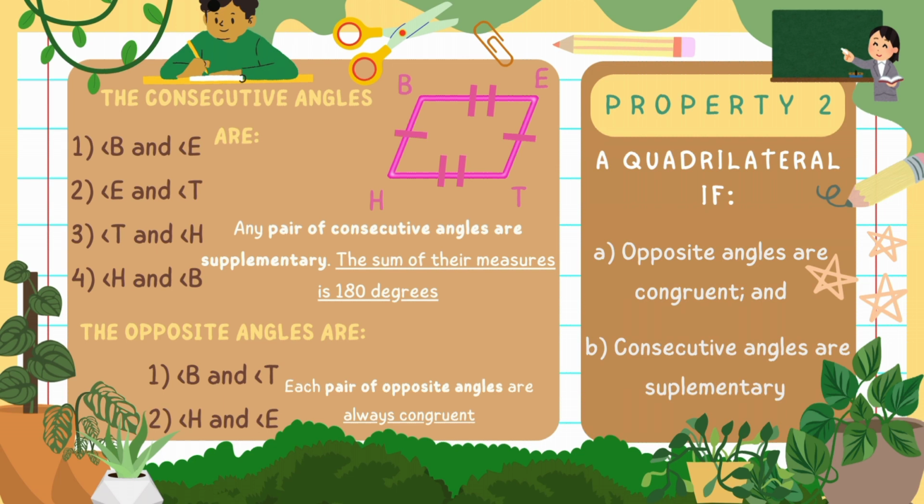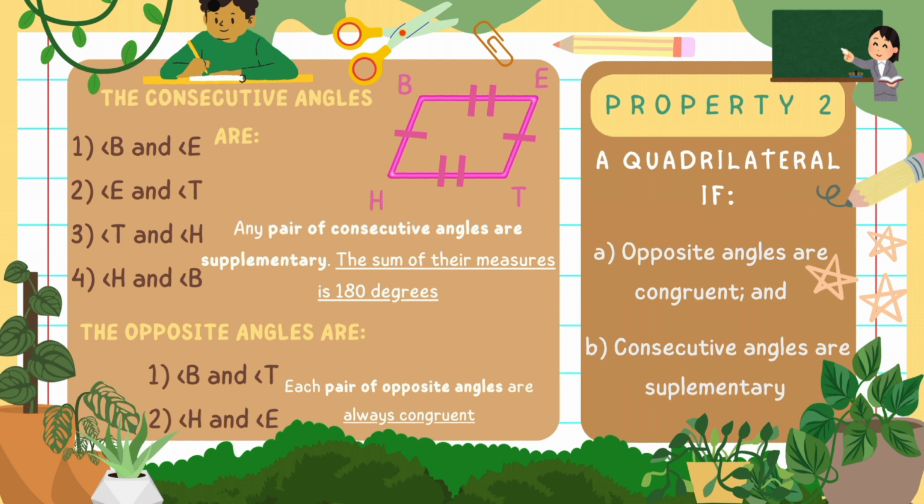Number 1. Angle B and angle E. Number 2. Angle E and angle T. Number 3. Angle T and angle H. Number 4. Angle H and angle B. Any pair of consecutive angles are supplementary. The sum of the measures is 180 degrees.